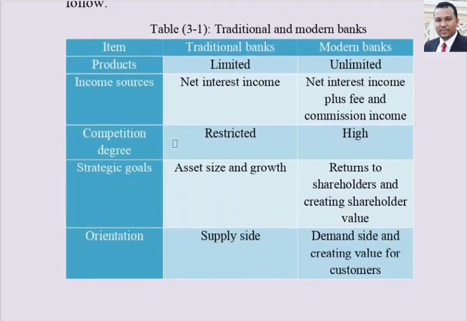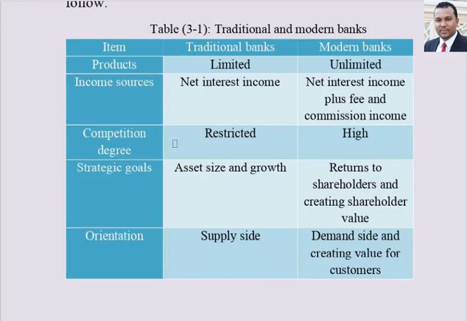Table number 3.1, comparison between traditional banks and modern banks. For products, limited means only loans and deposits, but unlimited for modern banks, because modern banks can provide related insurance services, and can provide securitization or investment bank services.